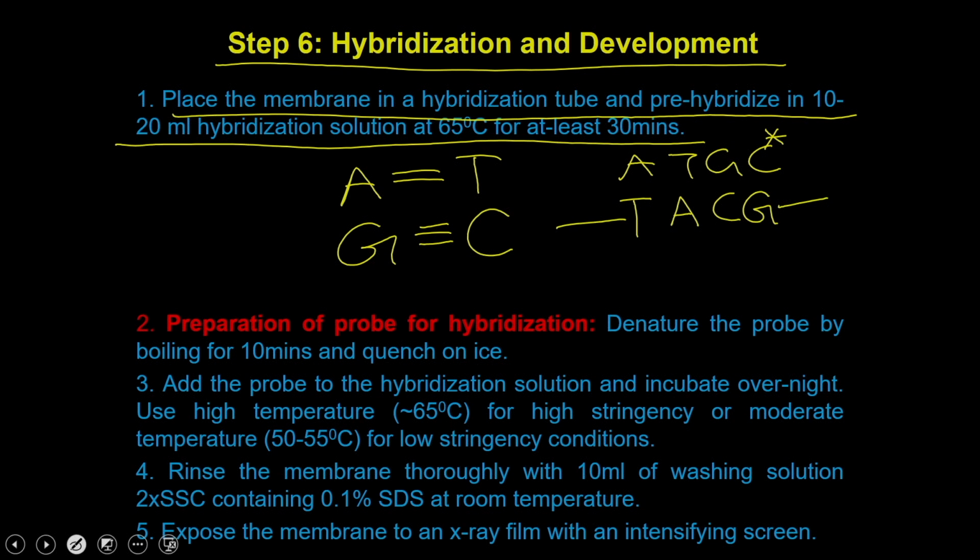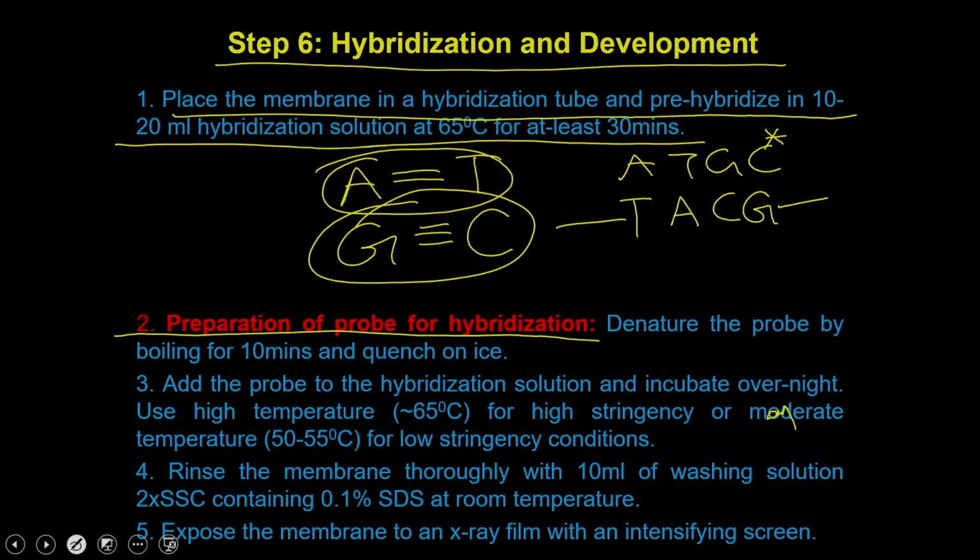So, if you have a template DNA, the target DNA, where this particular type of sequence is present, then your probe is going to bind to this particular sequence, and it is going to be very specific, because A is always going to pair with T and G is always going to pair with C. So, for that you have to prepare the probe for hybridization.